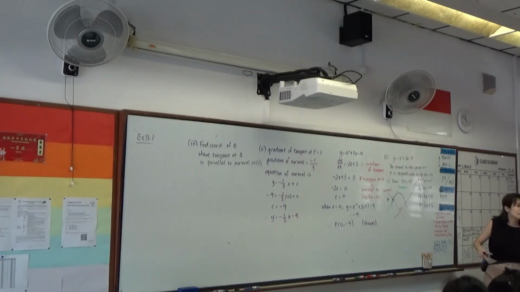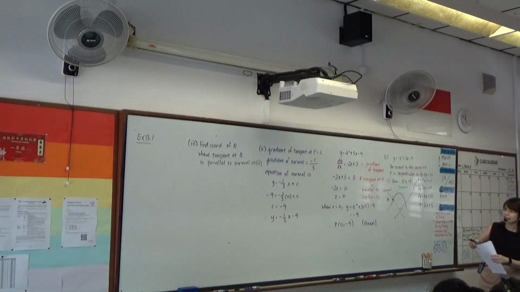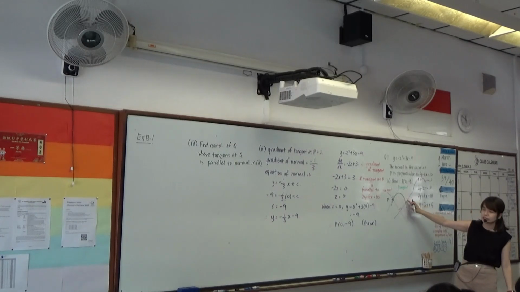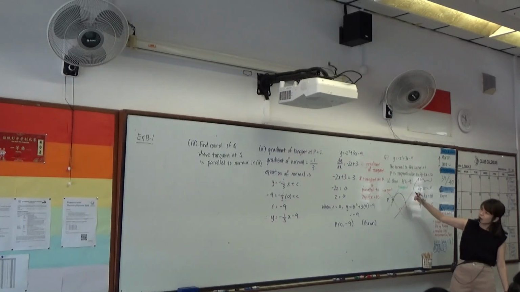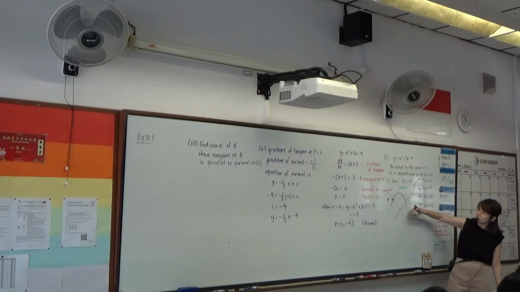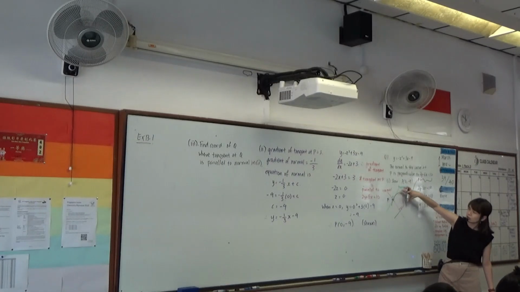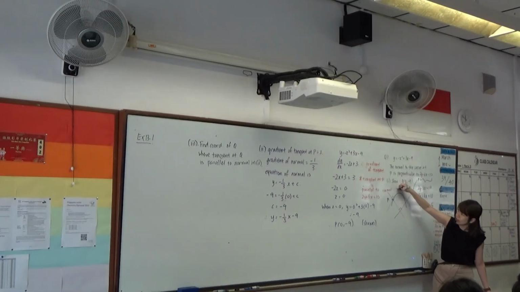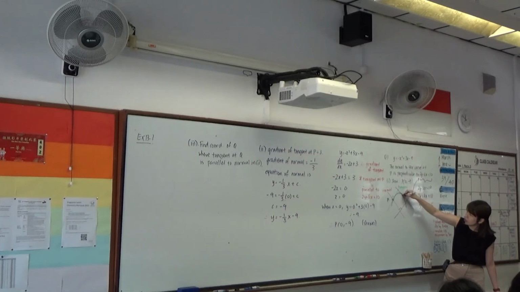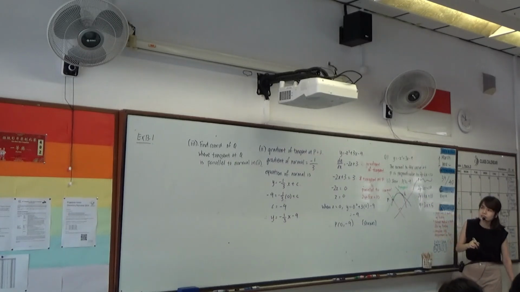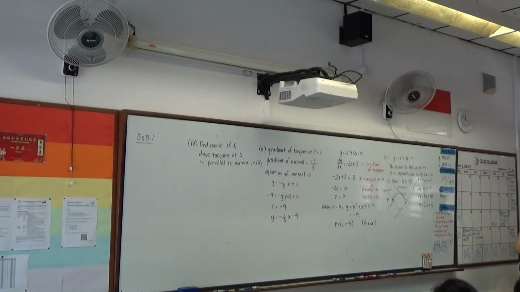Okay, so how do we interpret part 3 itself? We want to find the coordinates of Q, where the tangent at a certain point Q on the curve is parallel to this normal here. So we draw a parallel line, and it will be somewhere here, and this will be Q itself. So this is how we could visualize what the question is trying to ask.